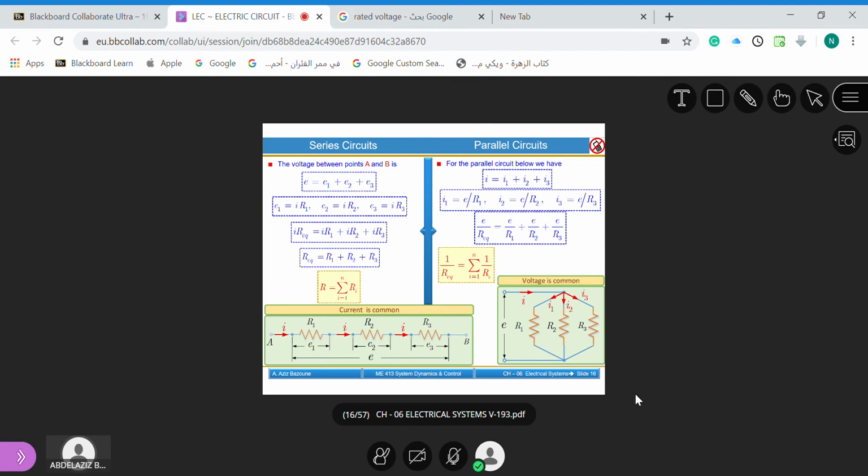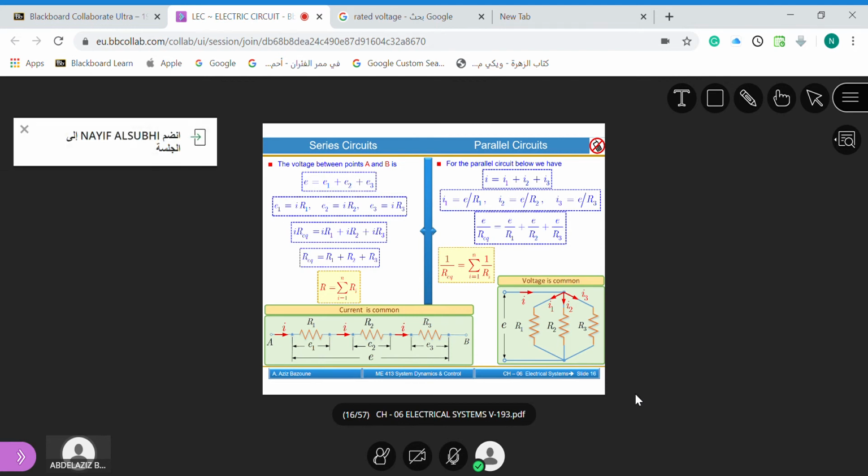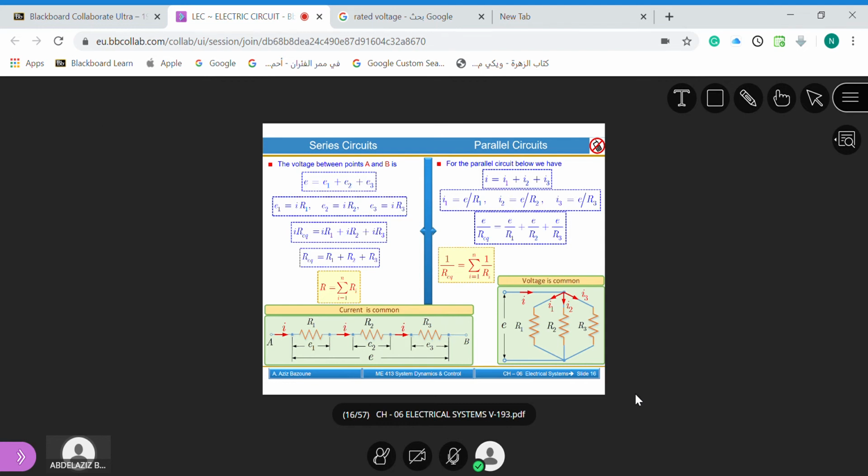Shabab, as we did for the elements in the mechanical system, if we have an arrangement like this one for resistors, they are in series arrangement. The current passing through here, I, is the same as the current passing through here, so the current is common. The total voltage E will be E1 plus E2 plus E3. So we can write E is equal to E1 plus E2 plus E3.